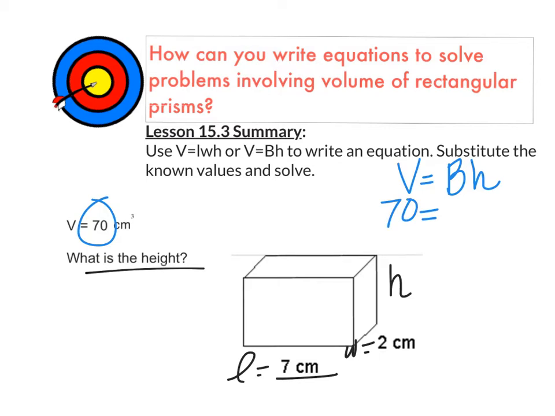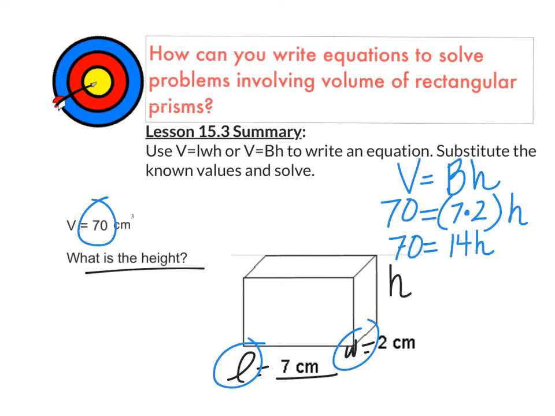Big B comes from the length times the width, and I do know those, so I'm going to substitute in those values, 7 times 2. And height is what I'm solving for, so I leave that as H. I need to simplify by multiplying those two constants, 7 and 2, so that equals 14H. And I have 70 on this side.